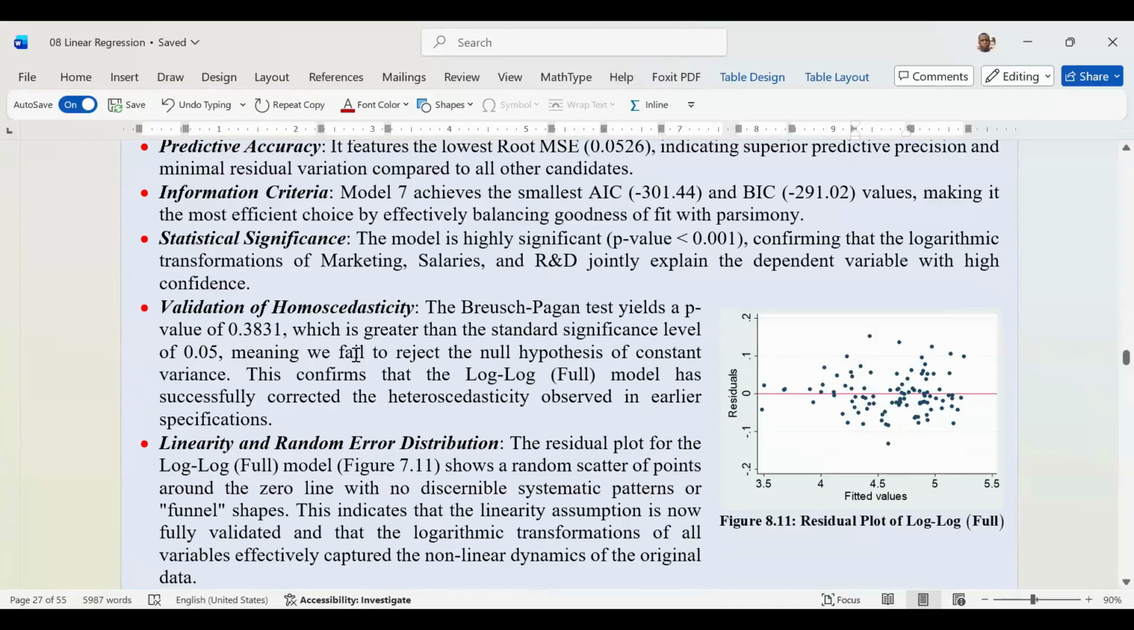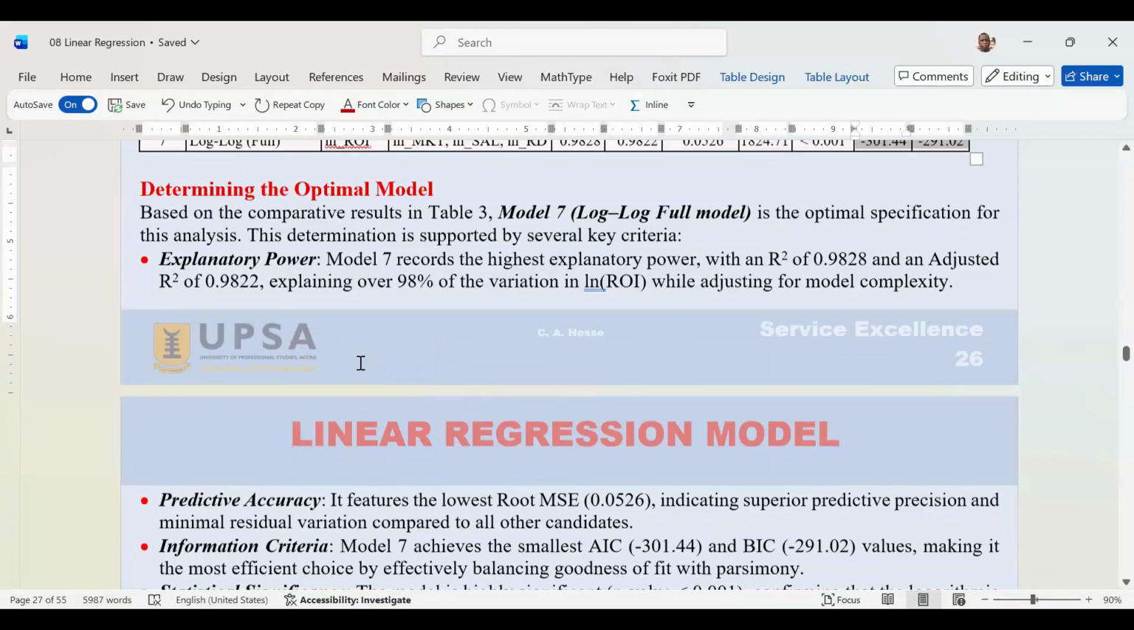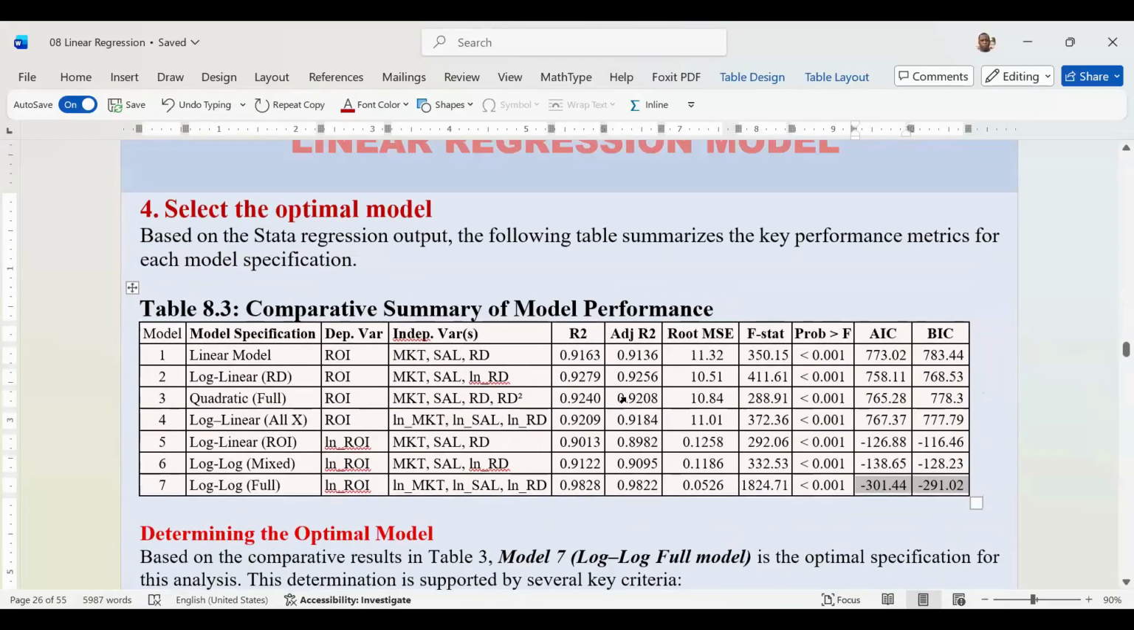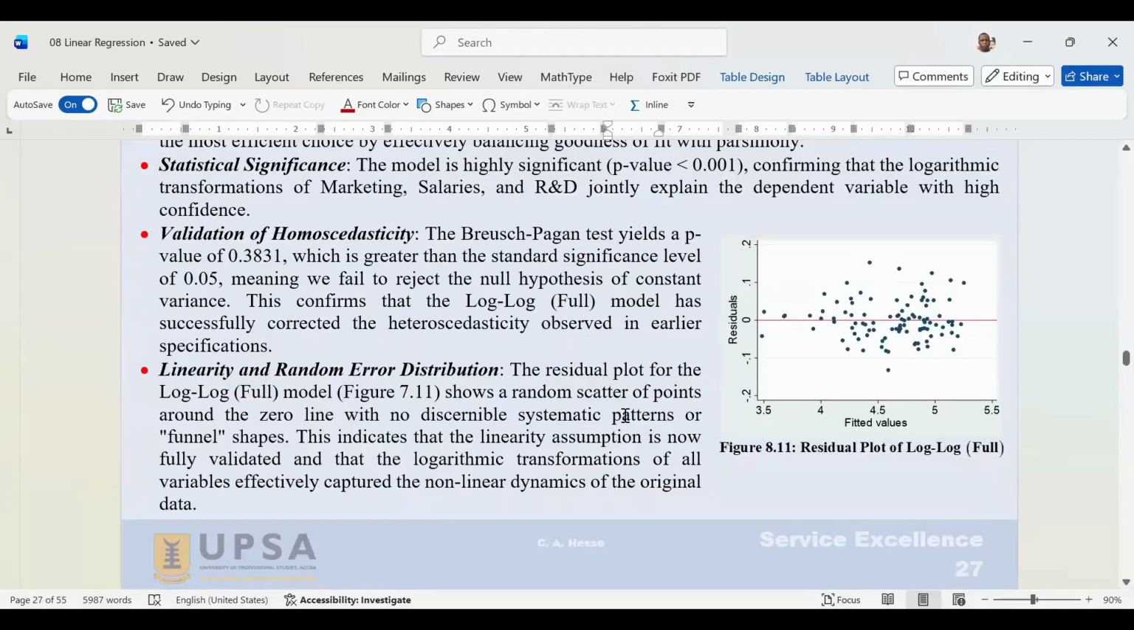Doc, but what about the adjusted R squared? It's the same interpretation as the R squared. The adjusted R squared and the R squared have the same interpretation. The model with the highest adjusted R squared is the best. Then I conducted the Breusch-Pagan test for the log-log.